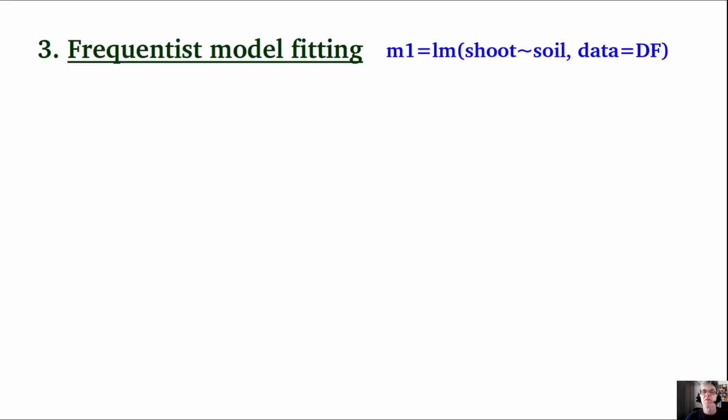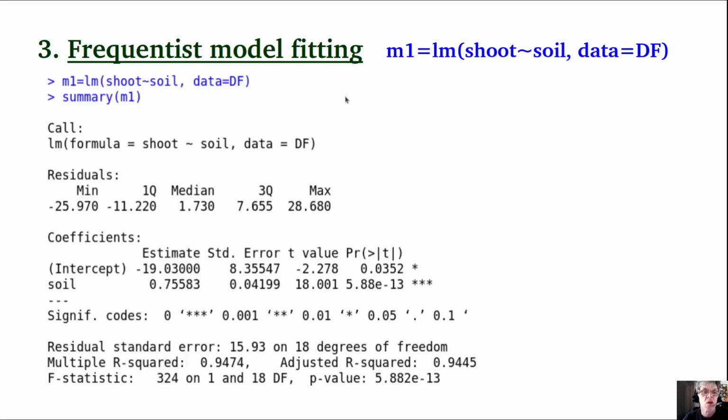Then for the frequentist model, we simply use the command lm, linear model, with the response variable separated by this symbol from the explanatory variable, and the data are in a given data frame. We obtain a list, a type of R object called M1, whose summary is the following.